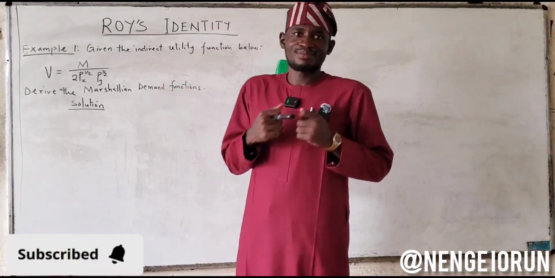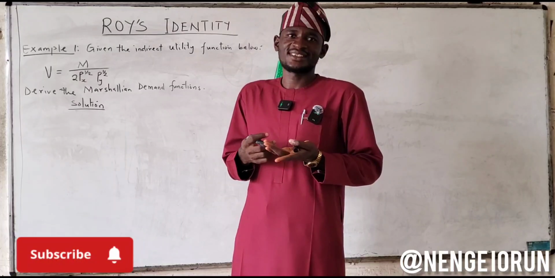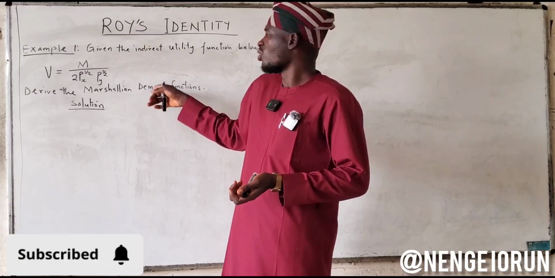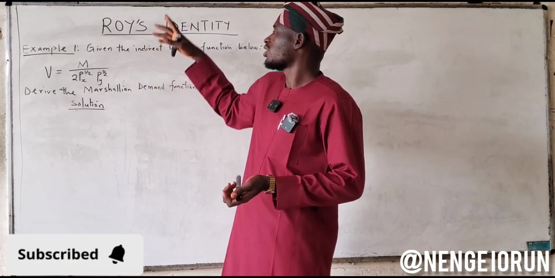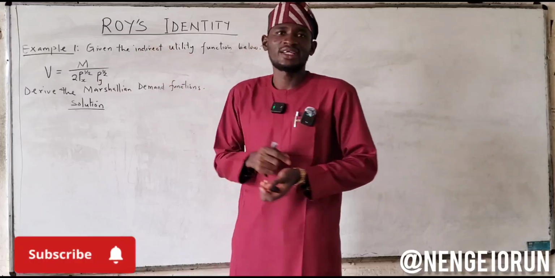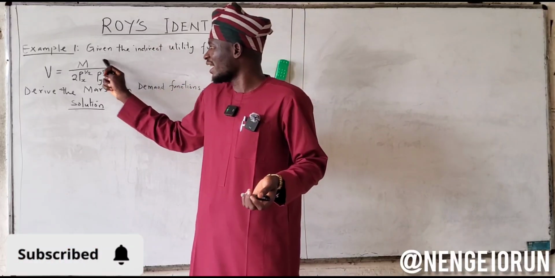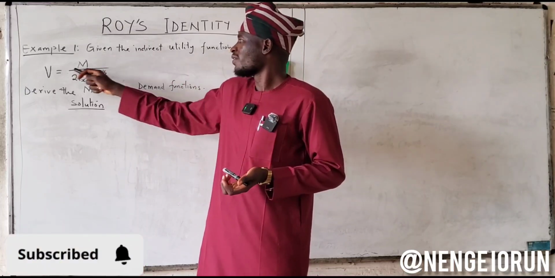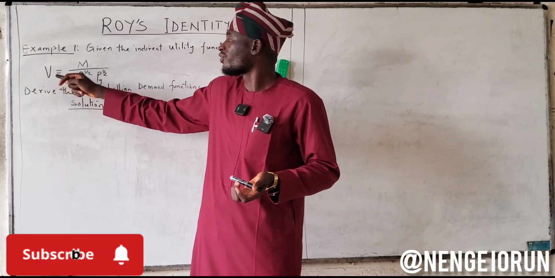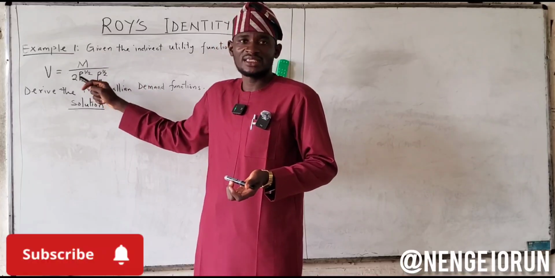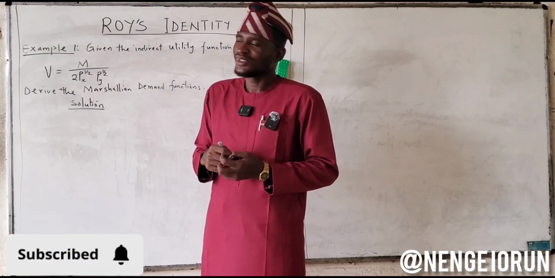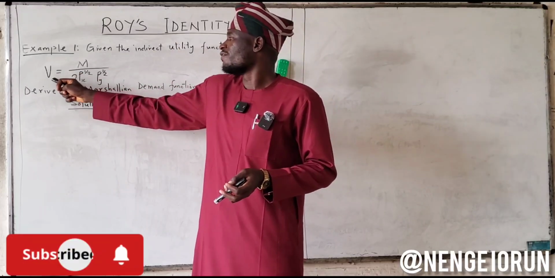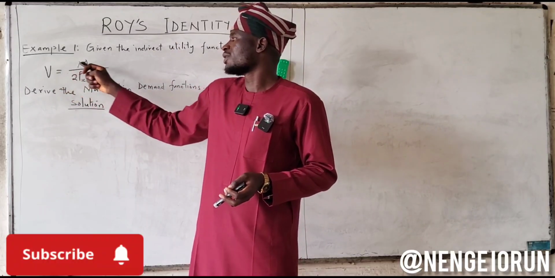So we are going to take an example with the application of Roy's identity so that we can derive the Marshallian demand functions, or the ordinary demand functions, for commodity X and Y. So now what we have here is an indirect utility function. It is an indirect utility function in the sense that we have V as a function of income, price of X, and price of Y. So now we're going to take the partial derivative of V with respect to Px, V with respect to Py, V with respect to M.